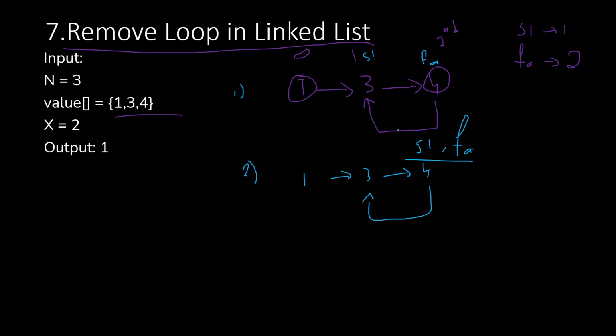Since there is a loop, they will both meet at some point. This is how we detect that there is a loop. This is the first step: detect the loop. That we have done successfully.